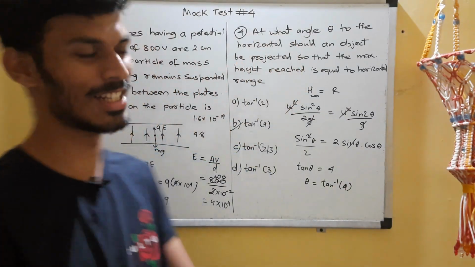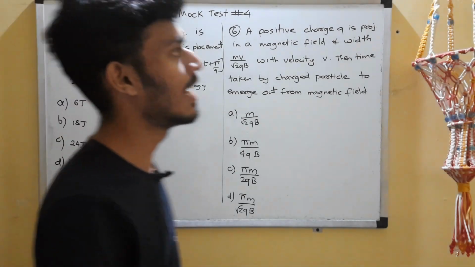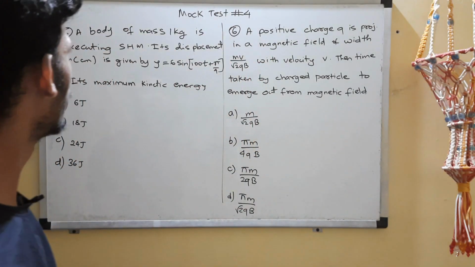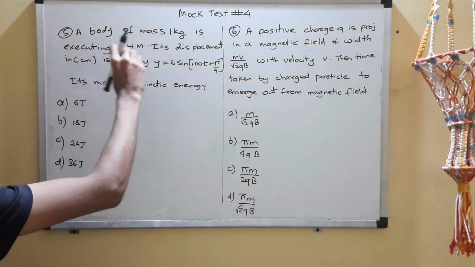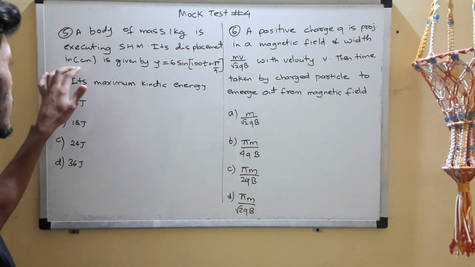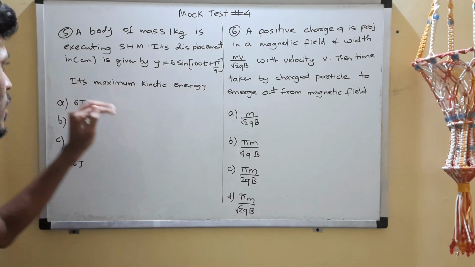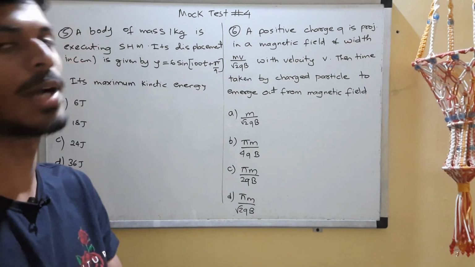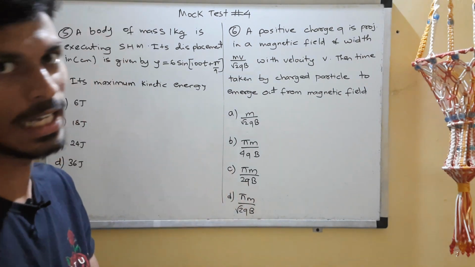Let's move to the next question. Question 5 and 6 over here. In question 5, we have a body of mass 1 kg which is executing SHM. Its displacement in centimeters is given by this equation. You are supposed to tell what is the maximum kinetic energy that this body can attain.